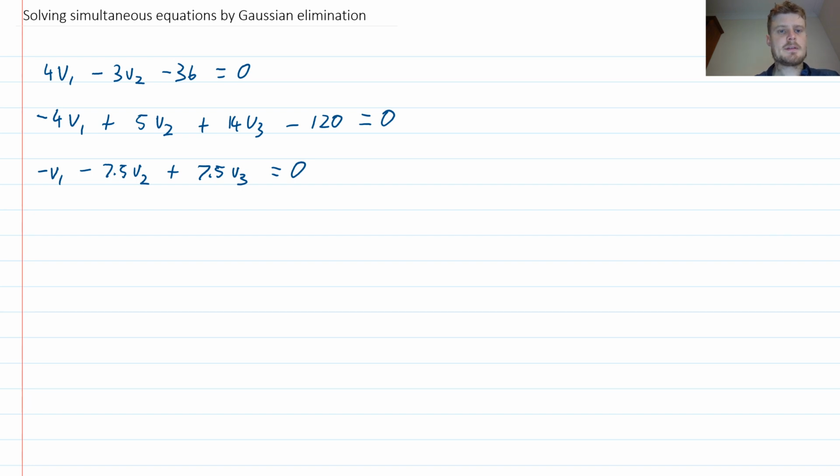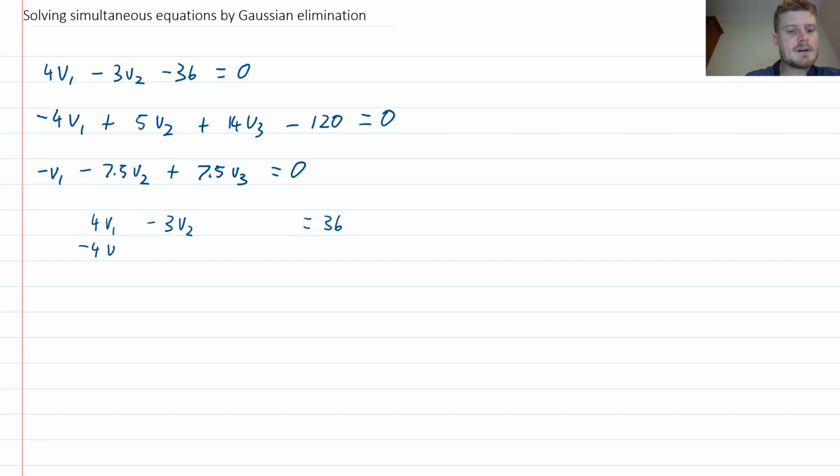So another method that I can use is called Gaussian elimination. In order to do this, what I need to do is write my equations in a particularly neat, organized form. So I'm going to do it like this. Basically what I'm after is a column per variable. From my first equation, I have no v3, so I'm going to leave a bit of a gap there. And I also want to have all my coefficients on the right-hand side.